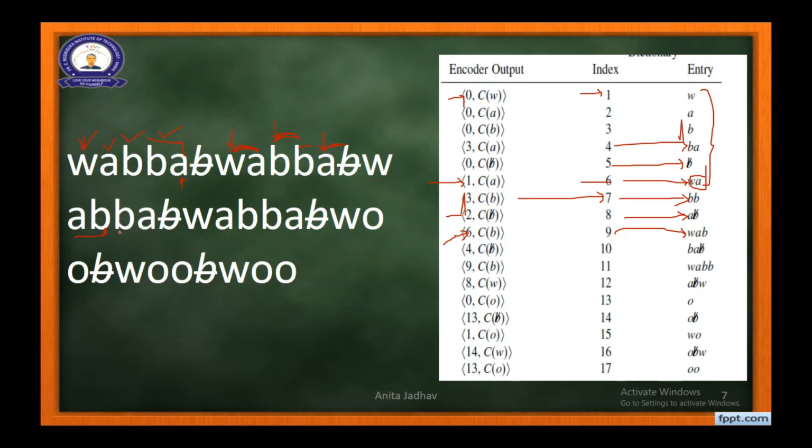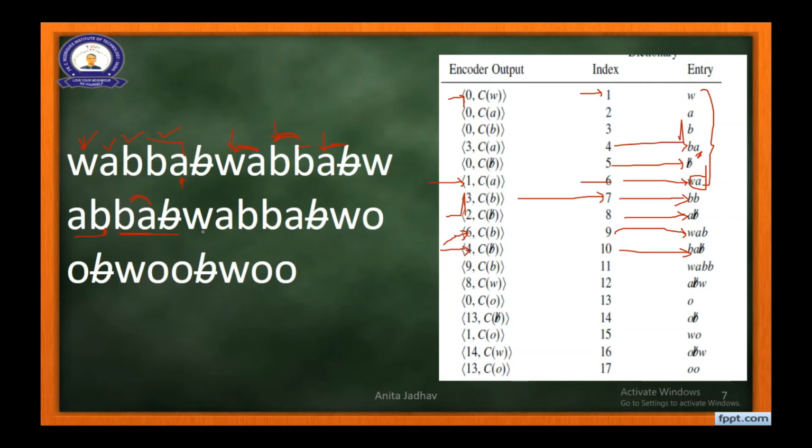So BA, is it there in the dictionary? Let us check. BA. Yes. See, BA is here. That means we can include 3 letters, and this is already there in the dictionary. So the token for BA is 4, and at 10th position I can write BA space, because I was having BA space.